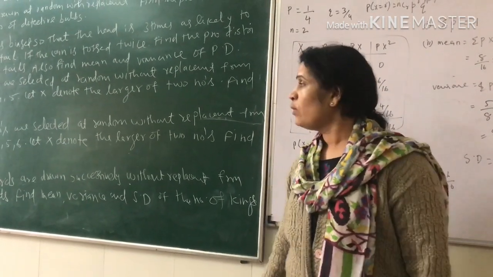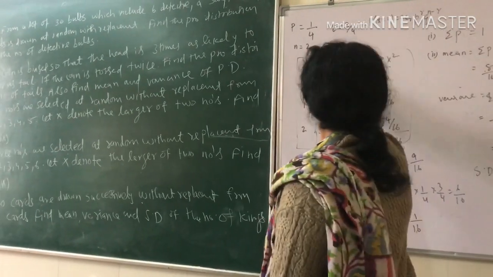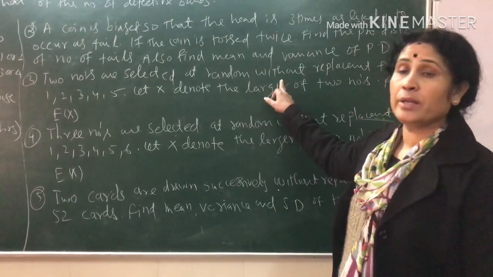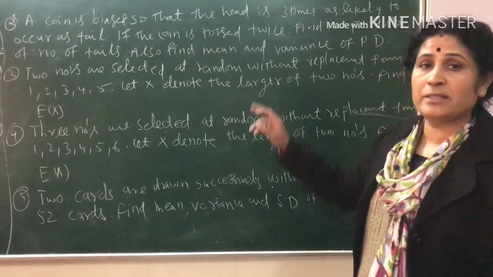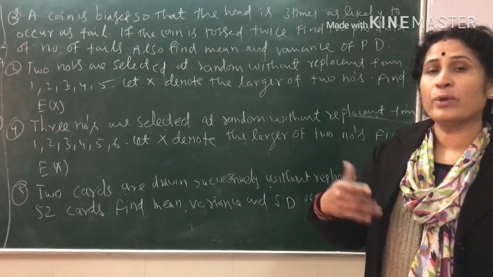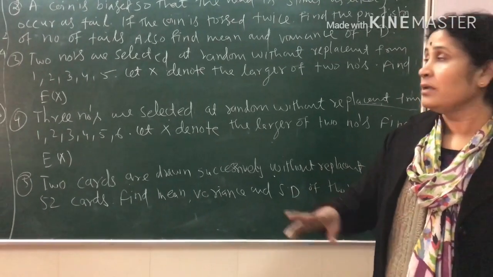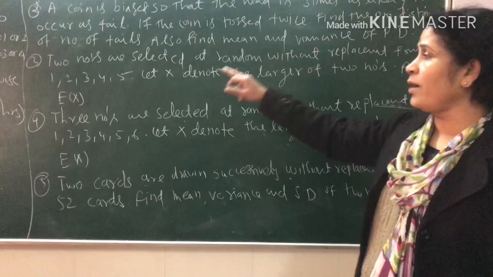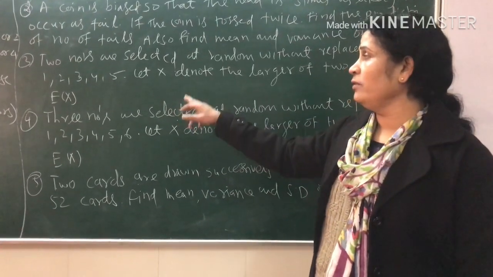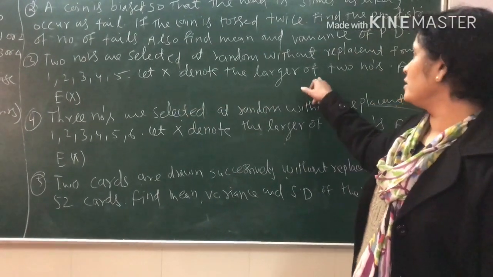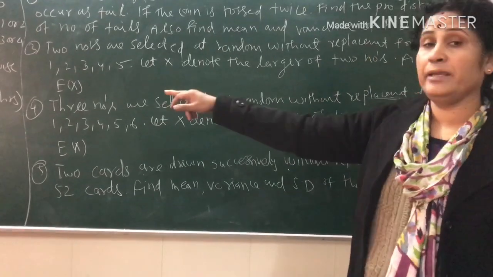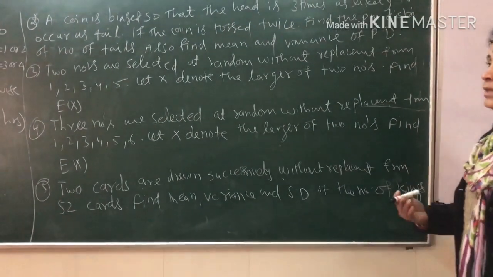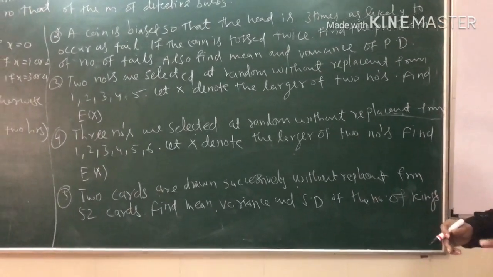Clear to you? Now let me take another question. Now see, two numbers are selected at random without replacement. Without replacement means if you have selected one, you cannot get it again. So two numbers are selected at random without replacement from 1, 2, 3, 4, 5. Let x denote the larger of the two numbers. Find E(x). E(x) means what? Expectation of x.